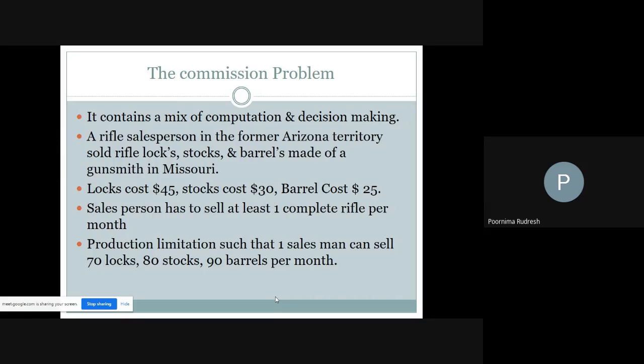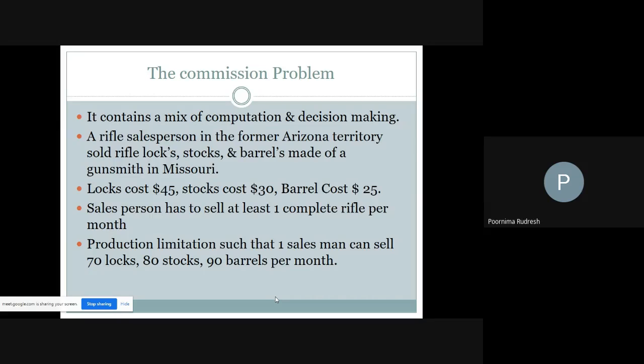So this is called the commission problem. Why? Because it is very difficult to do the commission computing. We are considering the number of sales, how many rifles are sold, and what is the cost of each rifle, or the stocks, barrel, etc. Based on the sales, the commission is computed and given to the salespersons, and hence this problem is called the commission problem.